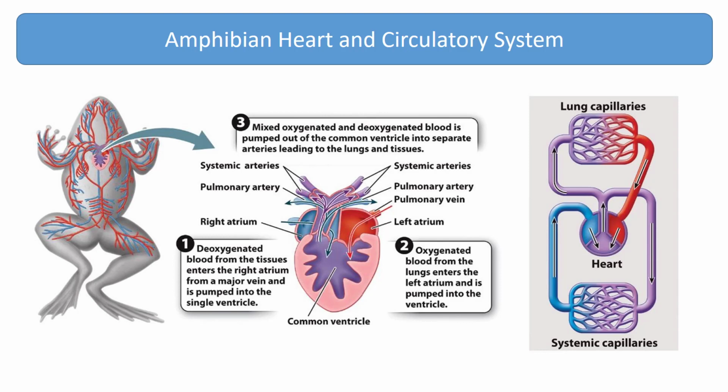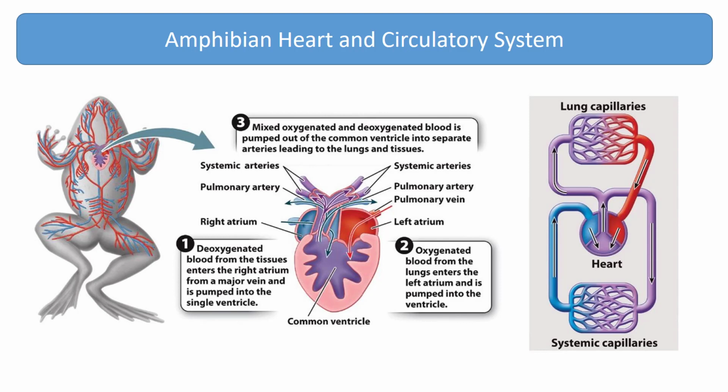Reflecting their aquatic and terrestrial lifestyle, amphibians evolved a variety of ways to breathe. The circulatory system adapted through the evolution of an additional atrium, dividing their heart into two separate atria and a single ventricle. In this system, deoxygenated blood from the body, shown in blue, enters the right atrium and is then pumped into the common ventricle. At the same time, oxygenated blood from the lungs, shown in red, enters the left atrium and is pumped to the same ventricle. The resulting mix of both oxygenated and deoxygenated blood, shown in purple, is pumped out of the single ventricle into separate arteries for the lungs and body tissues.